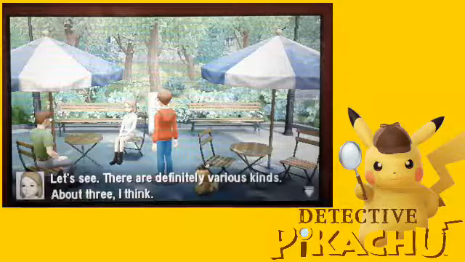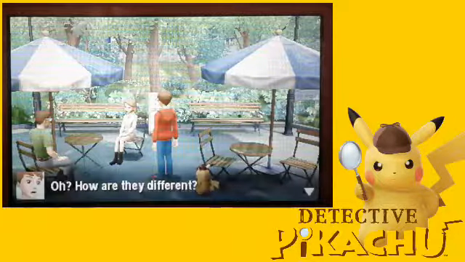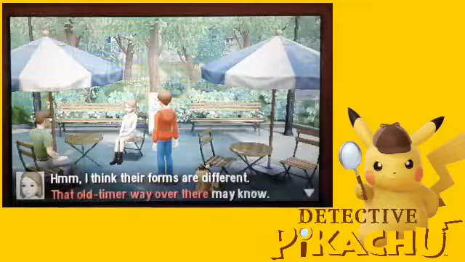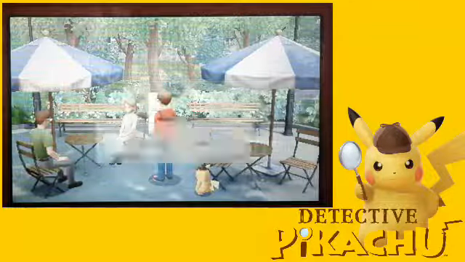Burmy, do you know anything about Burmy? Let's see, there's definitely various kinds, about three I think. Oh, how are they different? I think their forms are different.